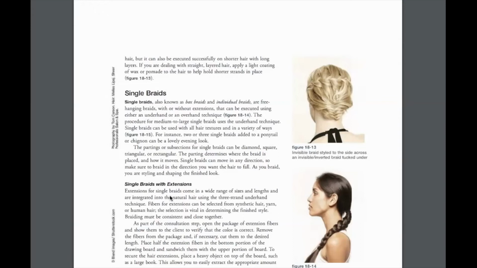And then you can add hair to single braids. When you're adding extensions for single braids, it comes in a range of sizes and lengths and are integrated into the natural hair using a 3-strand underhand technique. For the fibers for extensions, you can select from synthetic hair, yarn, or human hair. And the selection is vital in determining the finish style. So depending on the style that the client wants will also help you determine what hair the client should have in their head.